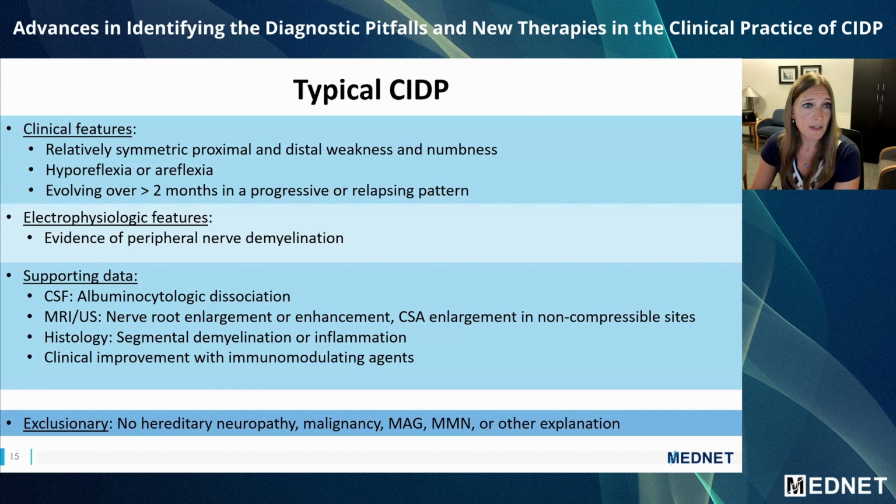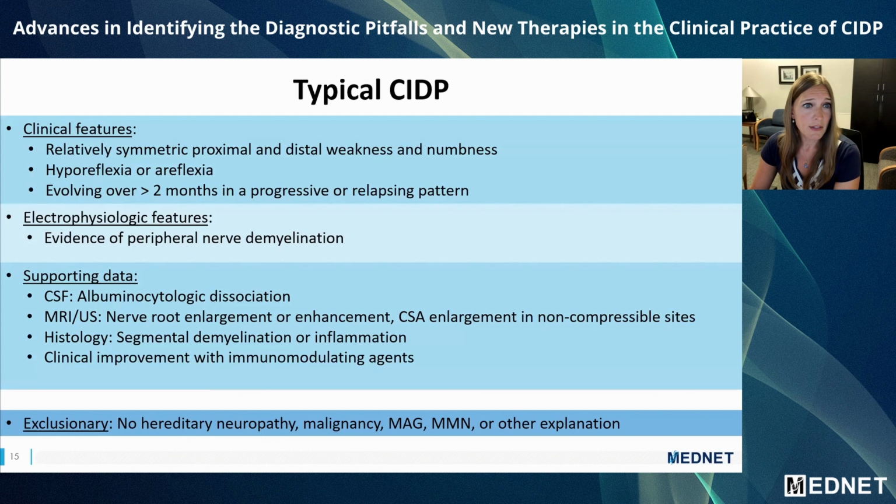And some of those include a spinal fluid analysis, where you're looking for albumin-cytologic dissociation, imaging, where you're looking at MRI for either nerve root enlargement or enhancement at the cervical or lumbar nerve roots, or cross-sectional area enlargement in non-compressible sites, primarily along the median nerve or at the root level of the brachial plexus. Histologically, you can also see segmental demyelination or inflammation of nerve biopsies, and then clinical improvement with immunomodulating agents is also part of the supportive criteria, and also excluding other common things that can look like mimics, like hereditary neuropathy or malignancies, anti-MAG neuropathies, MMN, or others.